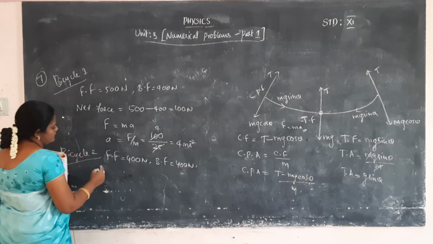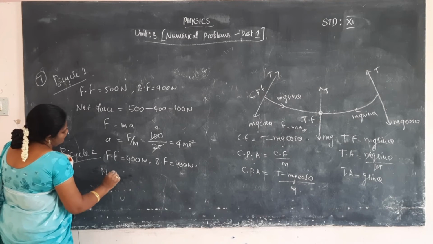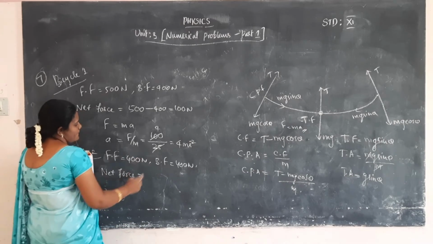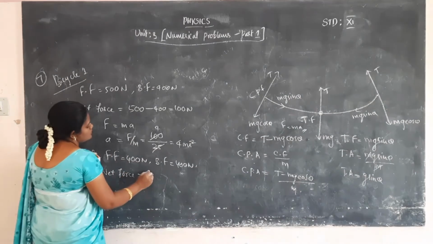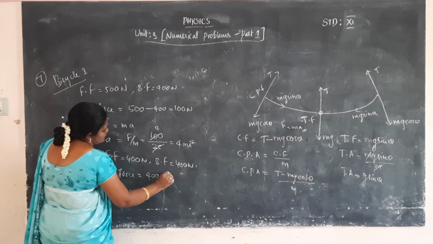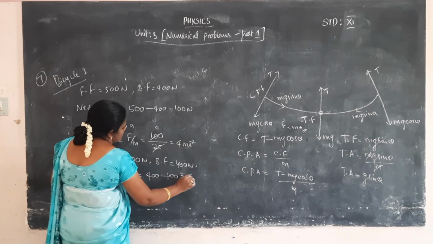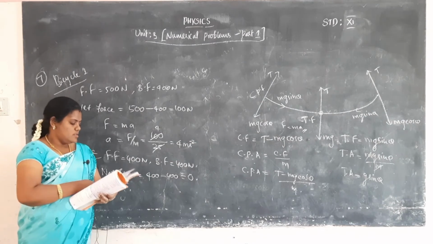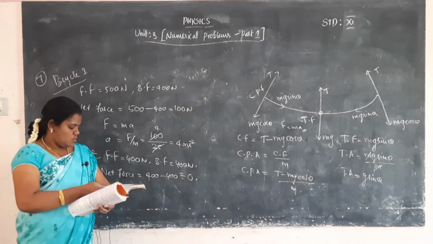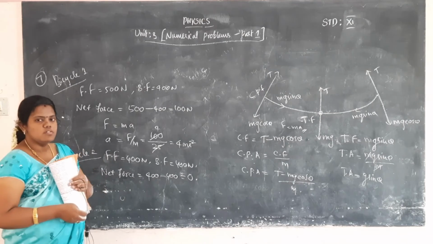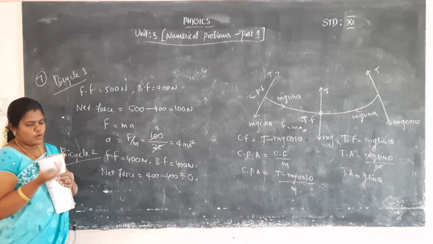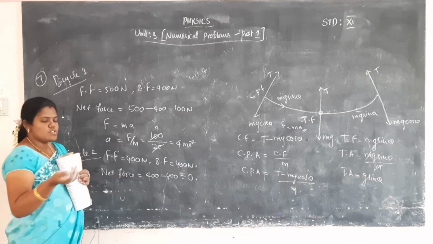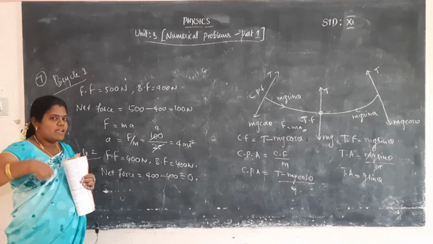How do you derive the net force? Net force is equal to the two forces combined. 400 and 400 in opposite directions is equal to 0. No net force is there, so no net force at all. Automatically, is there acceleration or not? No, because no force is there. No pedal movement is there.